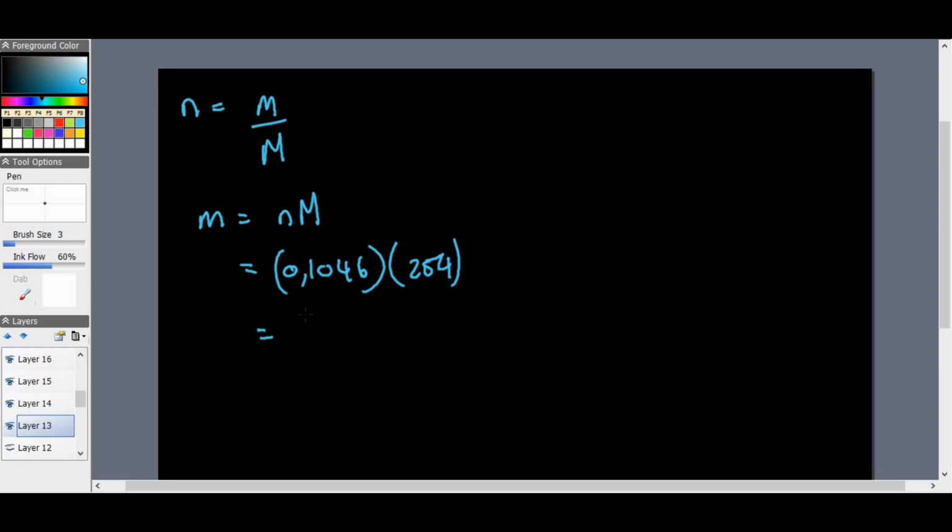We should get an answer of 0.1046 times 254, which is 26.5. It must be to 2 decimal places. So 26.57. I got 26.5684. Let me write that down for everybody. 5684 to 2 decimal places. Therefore, the mass should equal 26.57 grams.